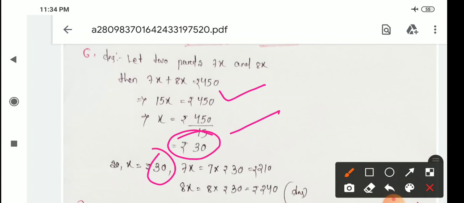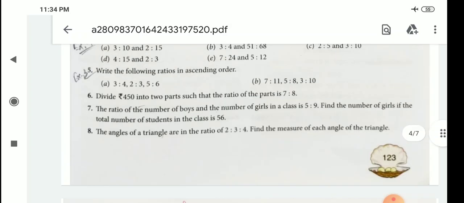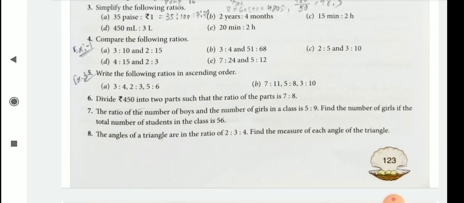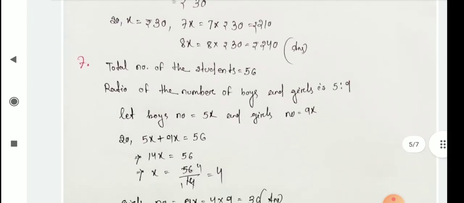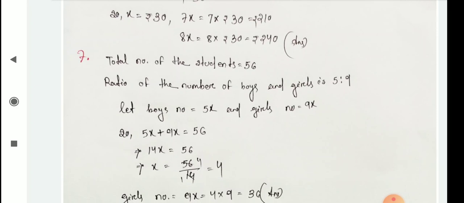But we have to find out 7x and 8x. 7x means we multiply by 7 and here multiply by 8. So we get 210 rupees and 240 rupees. These are the answers. Clear? Then come to 7 number. The ratio of the number of boys and the number of girls in a class is 5:9. Find the number of girls if the total number of students in the class is 56. So children, here total number of students is given, boys ratio given, but we have to find out the girls number.